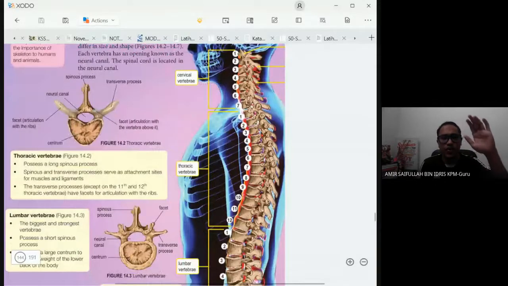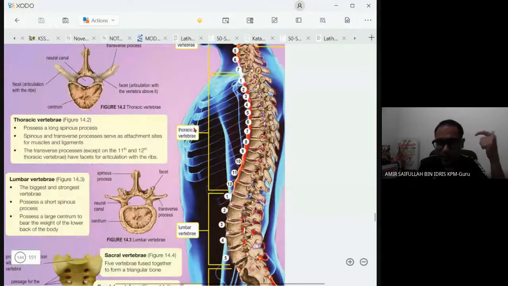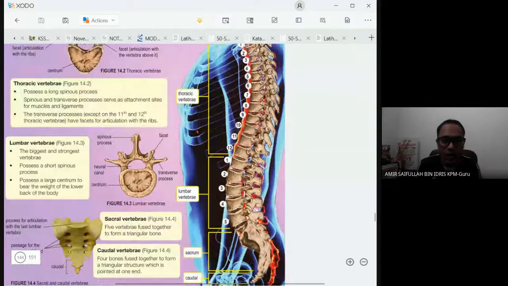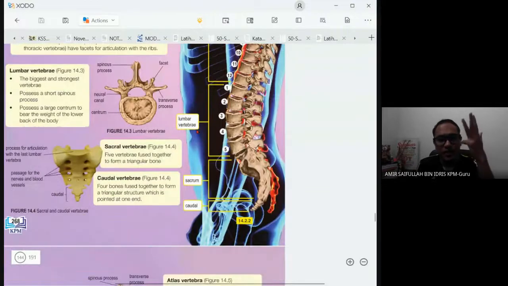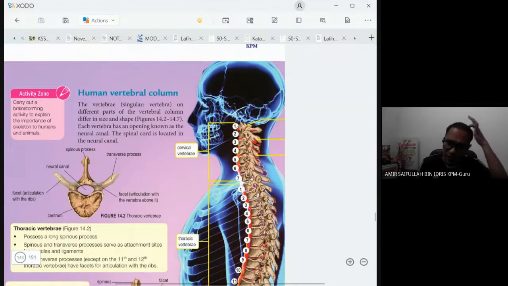Okay, so this is your whole vertebrae. So start from your CV, CV kita panggil cervical vertebrae, your TV, thoracic vertebrae, LV, lumbar vertebrae, sacrum, and your caudal. Right? In some book, you will see they write as coccyx. Coccyx, caudal, same. Coccyx means tailbone. Coccyx tu bahasa Latin dia maksud dia tail. Okay, ekor.